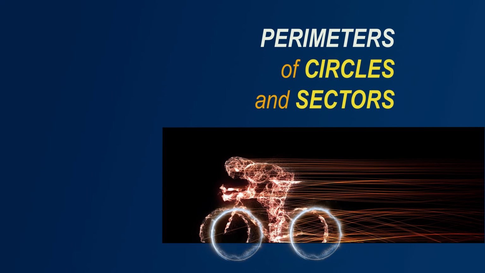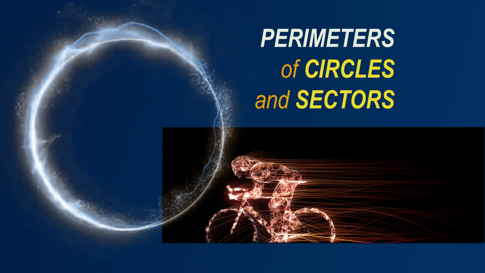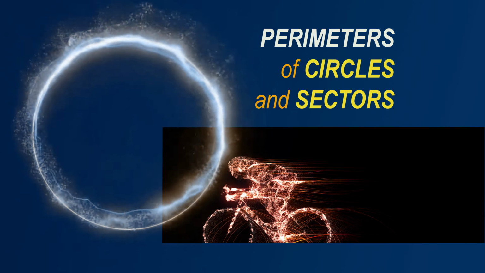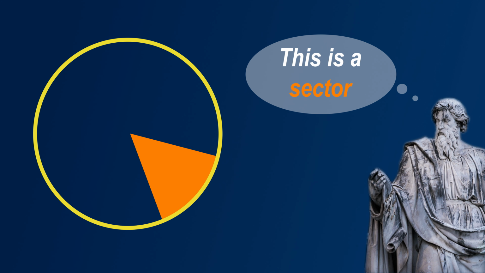Today we will learn the rules to calculate the perimeter of a circle and a sector. First, let's learn some important names about a circle. These names come from the Greek language because over 2,000 years ago, Greek mathematicians created these maths rules about circles. A circle is this flat round shape. A sector is a slice of a circle, like a slice of pizza.